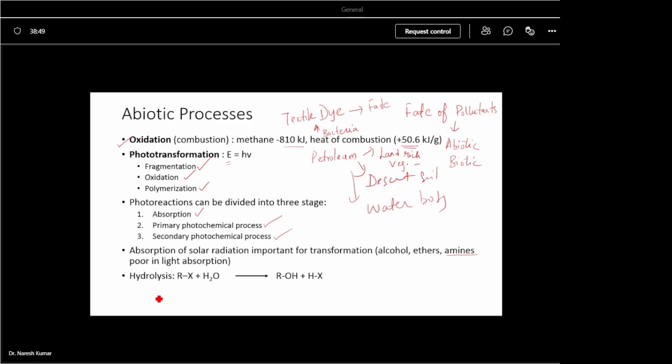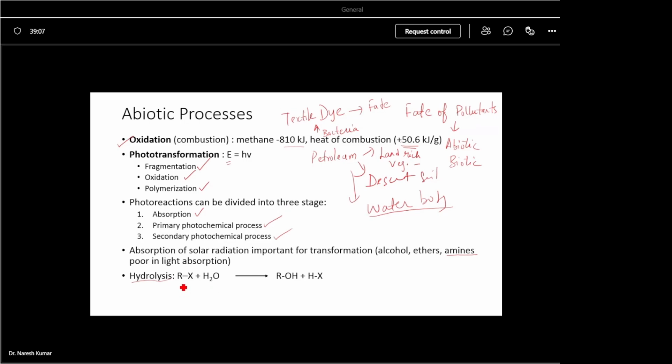Another important abiotic process is hydrolysis. What did I tell? That if petroleum compound is spilled in a water body, it will remain there, it will float because it is not getting mixed. Why is it not getting mixed? Because it is hydrophobic, it is able to repel water.